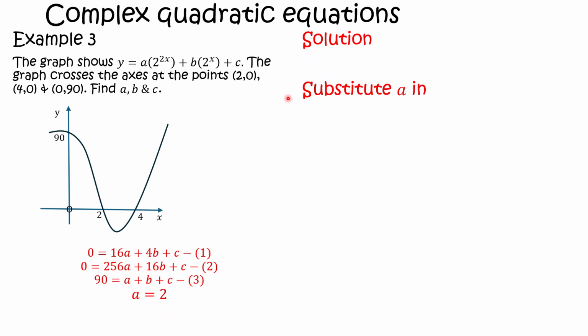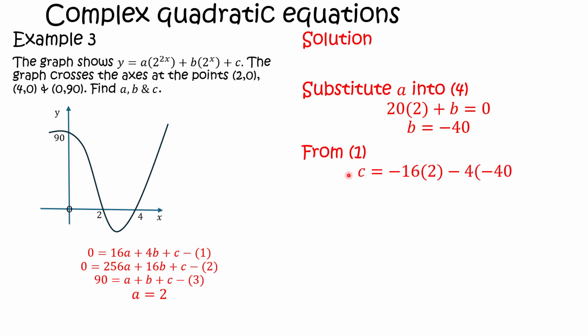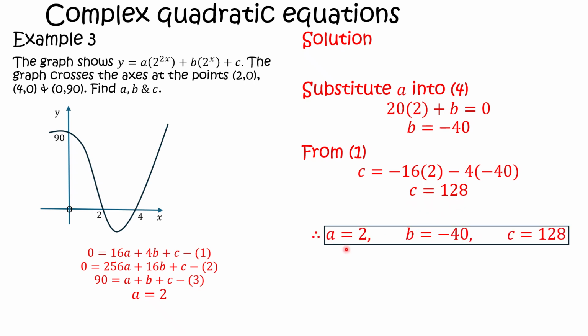Then we substitute for the a into equation 4, so that we get 20 times 2 plus b is equal to 0, implying that our b is minus 40. From equation 1, we have c given to that. And then substituting for the a and the b values, we are going to get a c of 128. Therefore, our answers are a is equal to 2, b is equal to minus 40, and c is equal to 128.